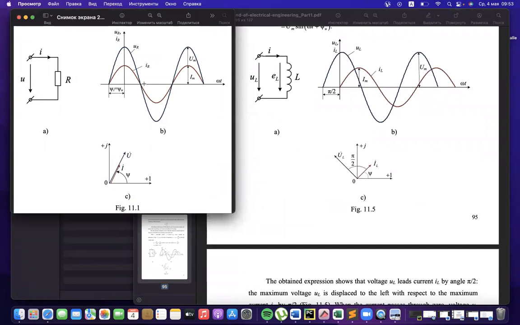Please compare. For a resistor, there is 0 angle between the functions. For a coil, there is a 90 degrees angle, and it is quite visible in vector form. For a resistor in vector form, voltage and current are the same. And for a coil, current lags or voltage leads by exactly 90 degrees.